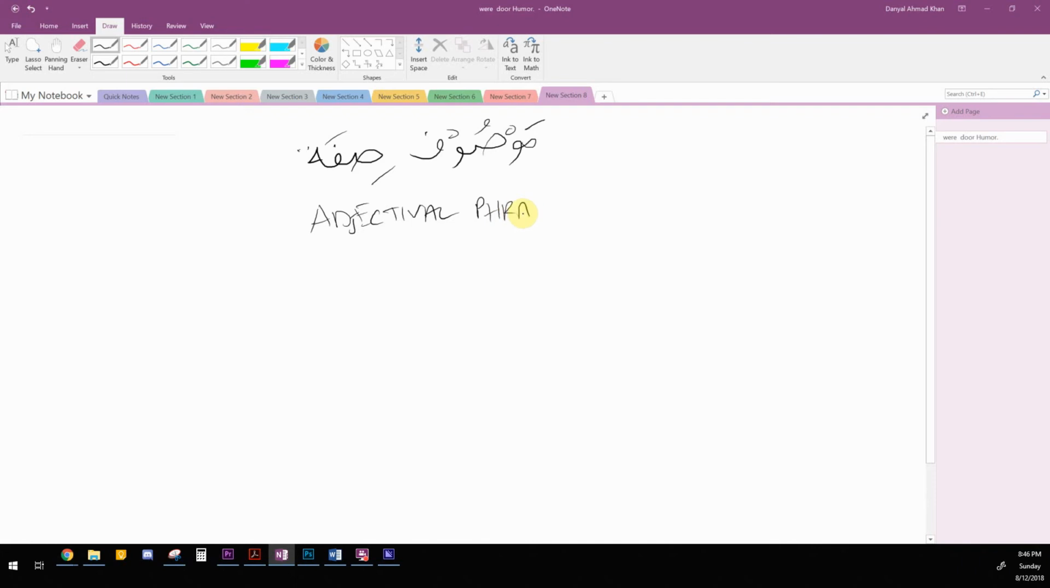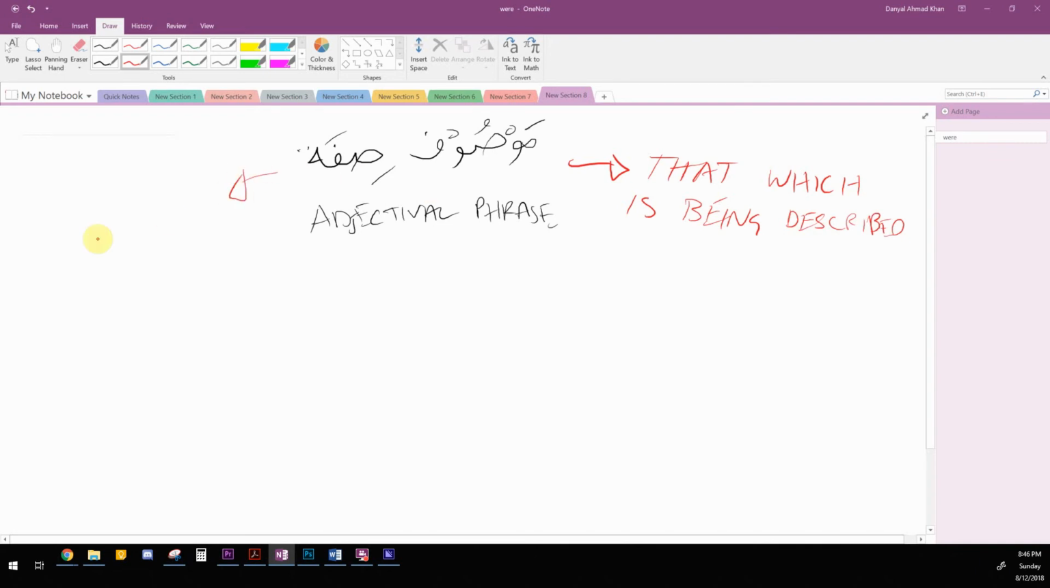Okay, what does this mean? The موصوف, that which is being described, and the صفة is the describer, or sometimes this is translated as attribute. Okay, it's actually very simple.